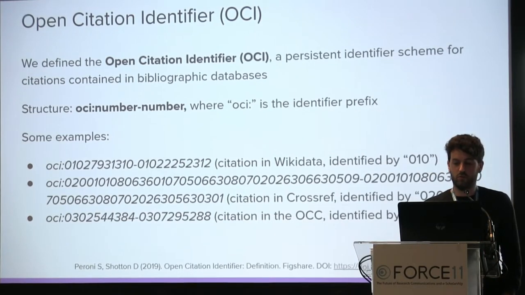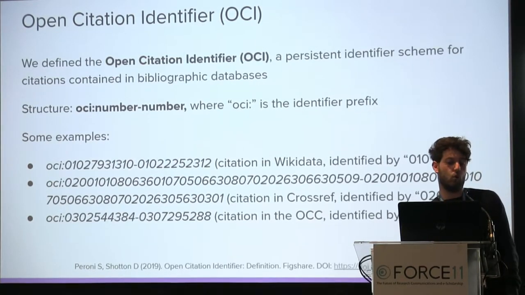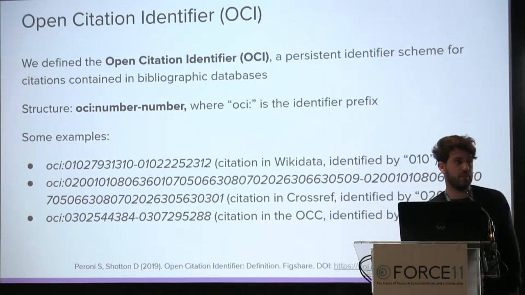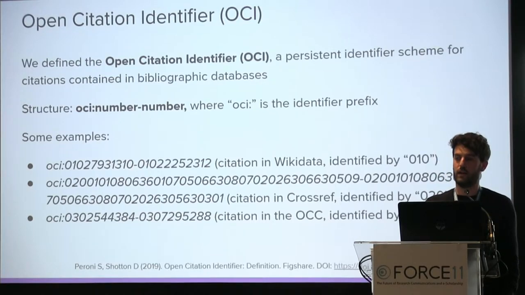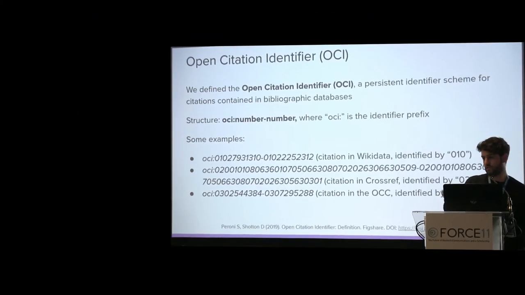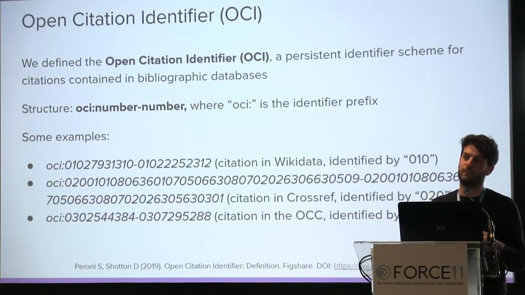So we are using something called OCI, the Open Citation Identifier, which is basically based like this. We have OCI, number, and number. The number will start with a prefix that identifies the resource of such citation. So for instance, if we are going to Wikidata, we would use a prefix like 010, and then we will put the identifier used in Wikidata, the QID. If we go for Crossref, since we are doing DOI-to-DOI citations, we will put a prefix of 020, and then we will encode the DOI according to a lookup index which we have built inside the Open Citation elaboration of that.